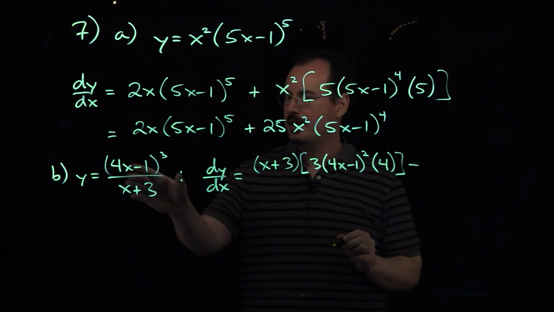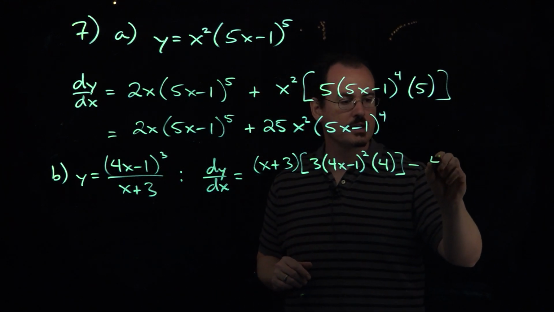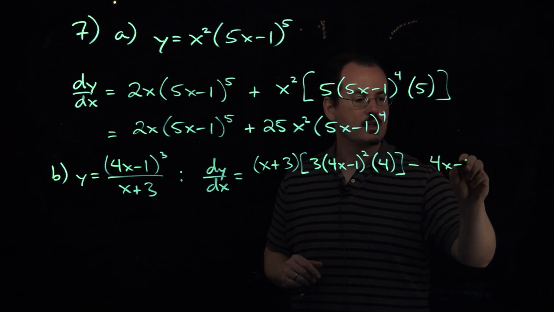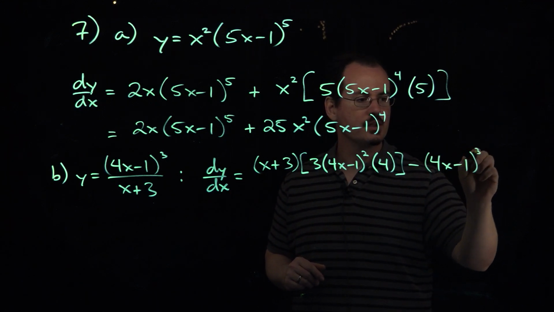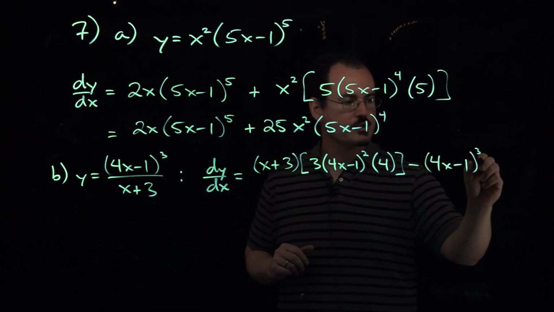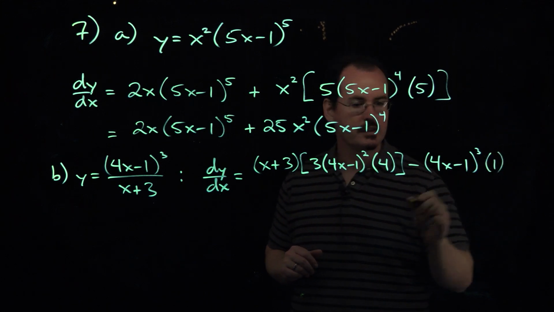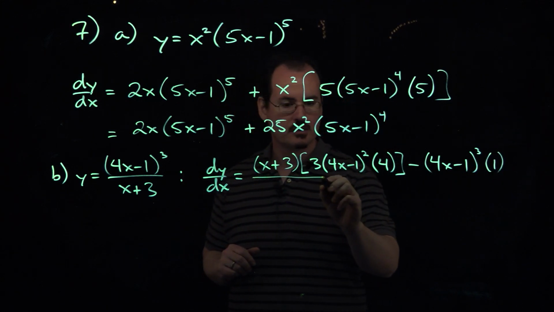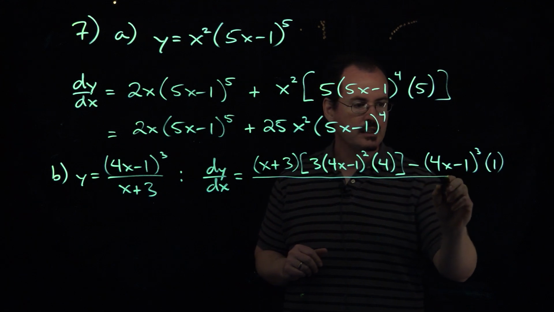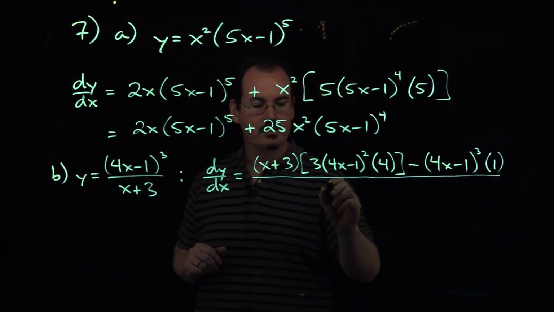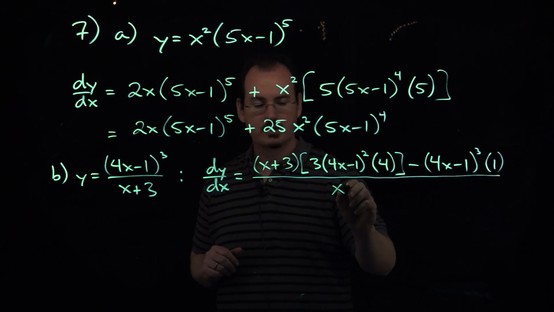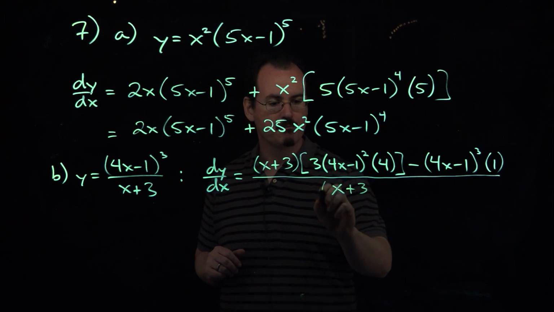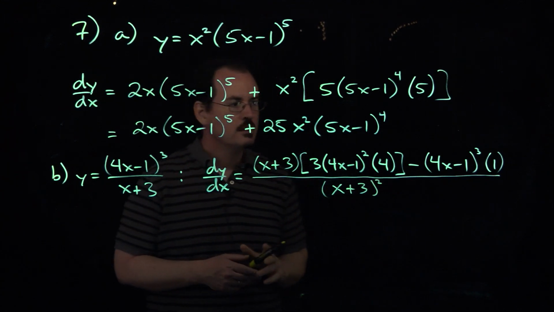Minus high d low, so that's (4x minus 1) to the third. The derivative of the bottom function is just 1. I'm just going to go ahead and write that so we see that we're using the quotient rule for this. And then remember also in the quotient rule we have to divide all this by the bottom function squared. Okay, so there we go.